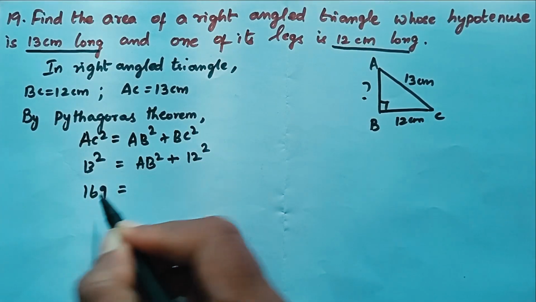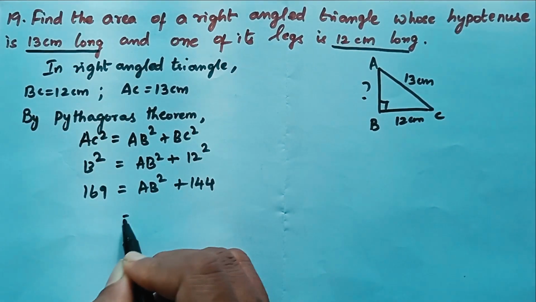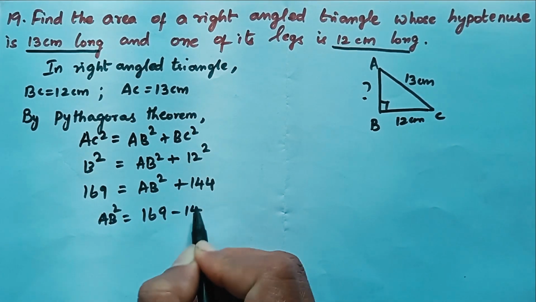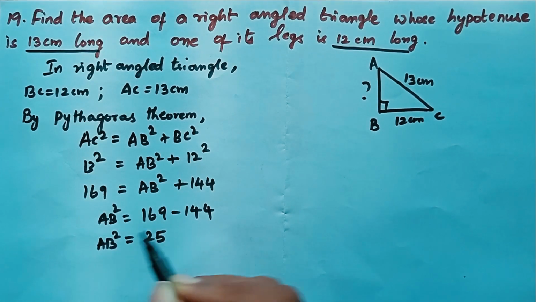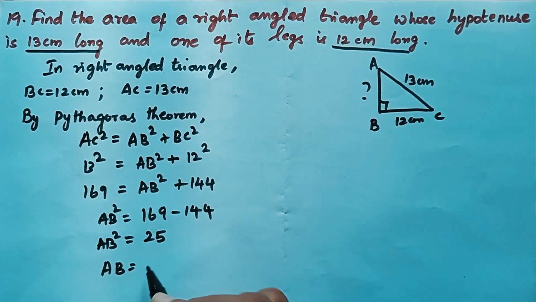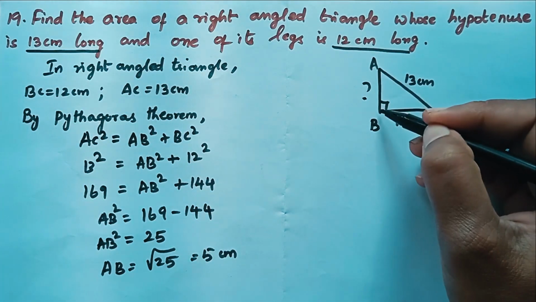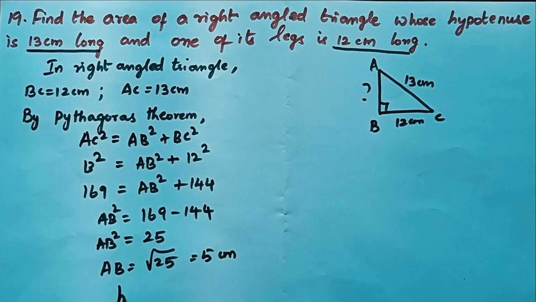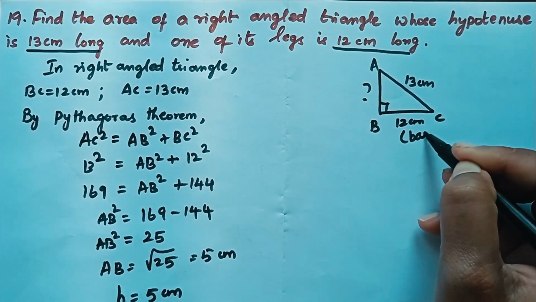So 13 square is 169 and AB square plus 144. So from this we can find AB square as 169 minus 144, which gives 25. So AB square is equal to 25. From this AB is equal to root of 25, which is 5 centimeter. So now we found out the other side, that is this height is equal to 5 centimeter. And this is nothing but base, right?